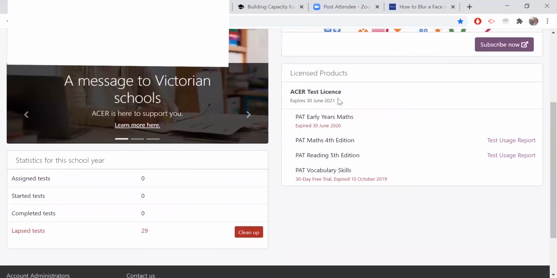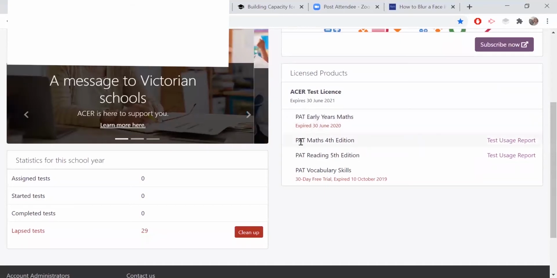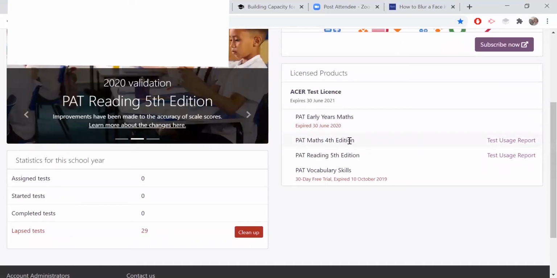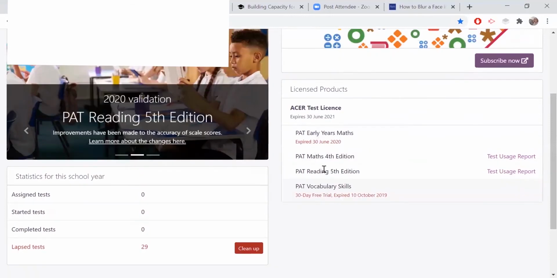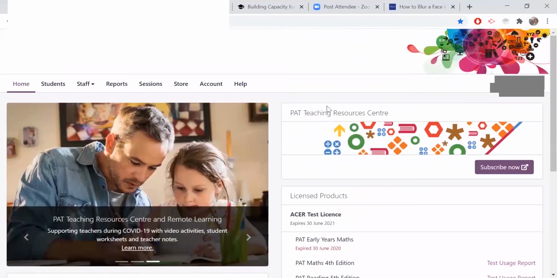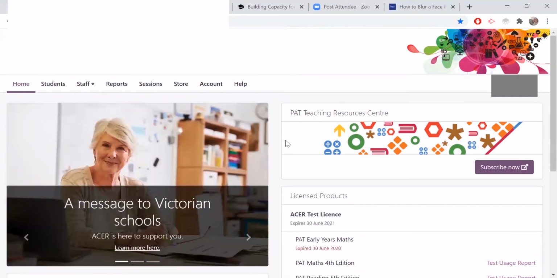The products that I have on my license: early years maths, PAT Maths 4th edition, which is the standard, reading and vocab. The PAT Teaching Resources Centre is worth having a look at. You'll notice that during COVID-19, they have some teacher support. Some schools are subscribed to this, some aren't. It is quite expensive, and I can give you information about how to find that sort of information.